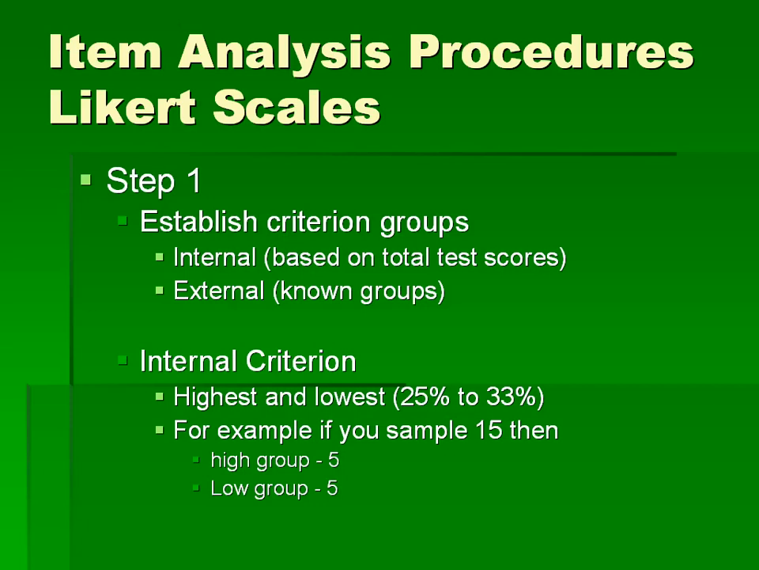If you administered to 10, I probably would choose the 3 highest versus the 3 lowest. If you administered to 20, I would probably do 5 and 5, since 5 is an easy number to divide by. If you had 30, I'd probably do something like 6 and 6, in other words, something between 25 and 33% of the total group that you administered the test to, or the attitude scale to. In this case, for example purposes, we're using the high group has 5 people and the low group has 5 people in it, based on their total score.